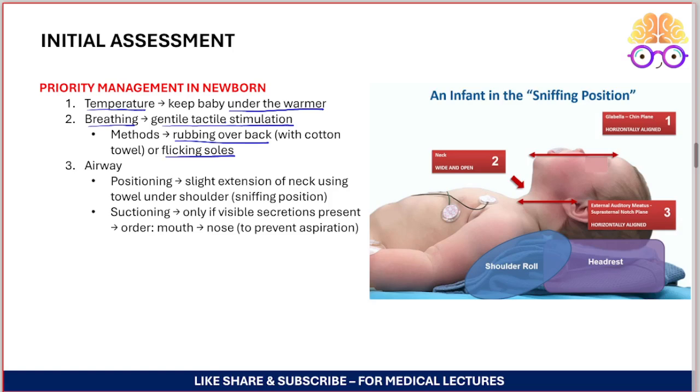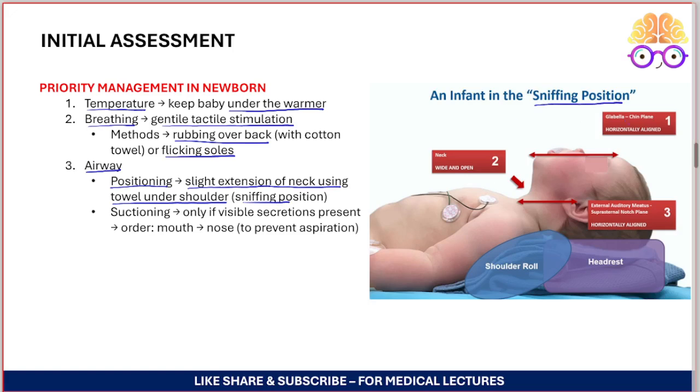Okay, and airways. In the airway, if there is an airway obstruction, or the baby is not breathing properly, like taking oxygen properly, we need to position the baby properly. So how will we position? It is a slight extension of the neck using a towel under the shoulder, which is known as the sniffing position. You can see over here we have a sniffing position image.